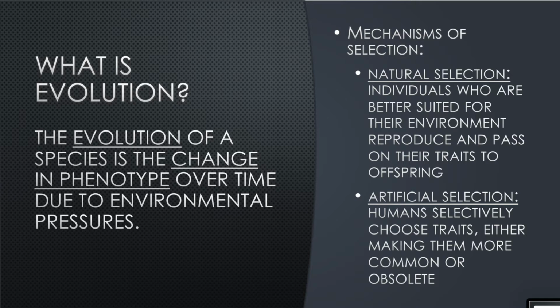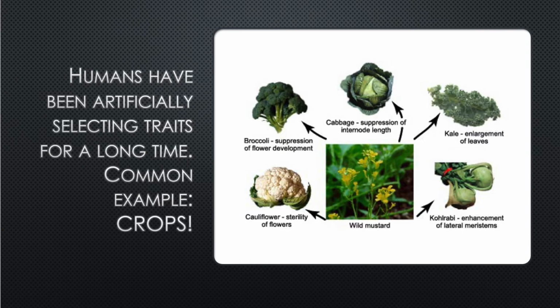They're able to live longer and produce more offspring, thereby transferring their genetic material. Artificial selection is when humans choose for specific traits, either making them more common or obsolete. Humans using evolution to their advantage isn't a brand new or foreign concept. We actually use it all the time. A common example is selective pressure and breeding for the best crops.